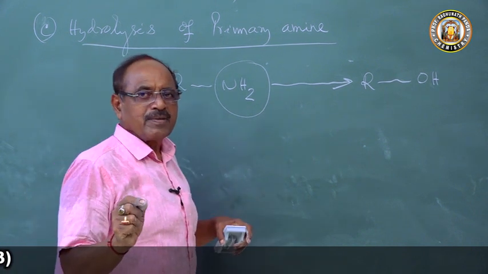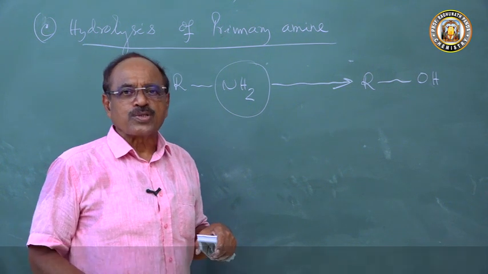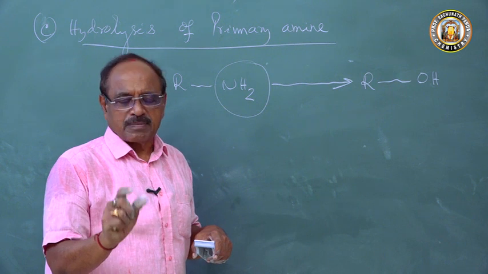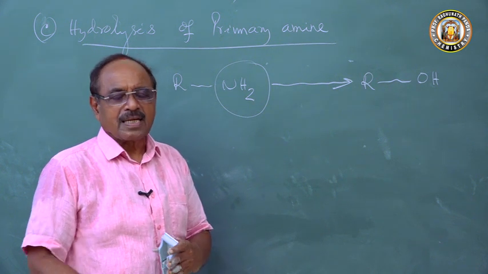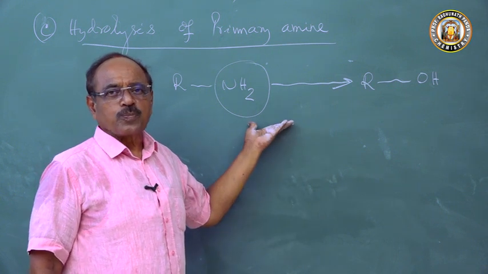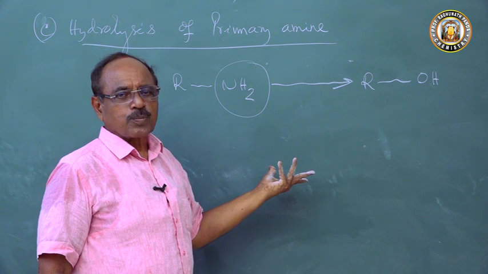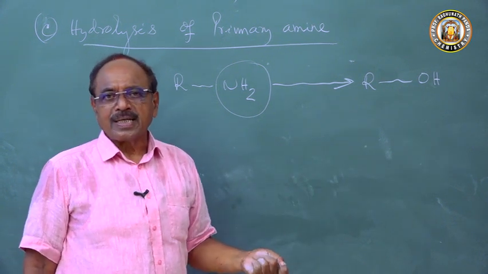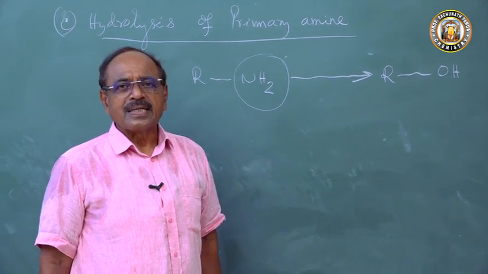Children, I am giving a question to you, just to think how we will remove NH2 and put OH there. Go on thinking about this, and in my next class I will teach you how to remove this NH2 and substitute the NH2 group by an OH group. I am giving you homework: think how the NH2 group can be eliminated and the OH group can be substituted.